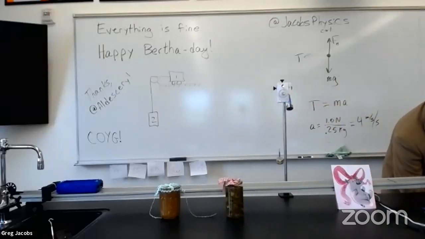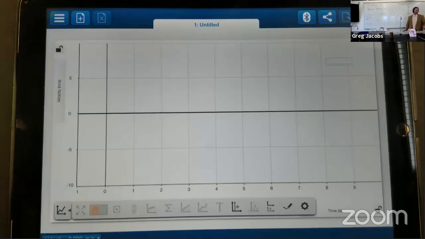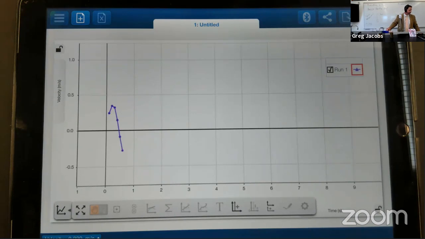I am going to share. And you can see that I have a velocity time graph that I'm going to make. The slope of a velocity time graph is acceleration. So first, let's make sure that we are collecting data. Yep, you can see that, right? Now I'm going to let this go. We'll find a velocity time graph and we'll take the slope of the velocity time graph to determine the acceleration.